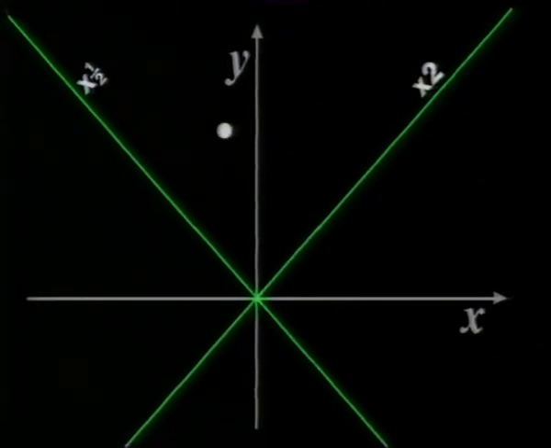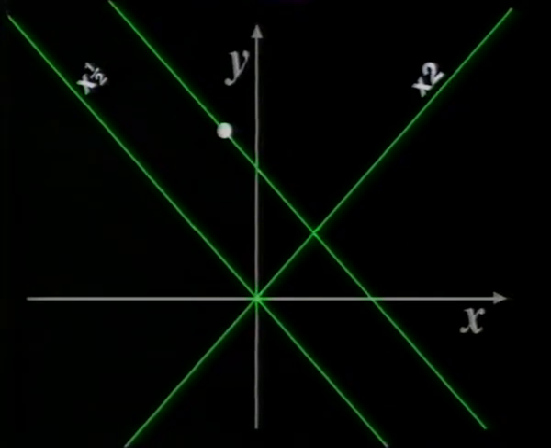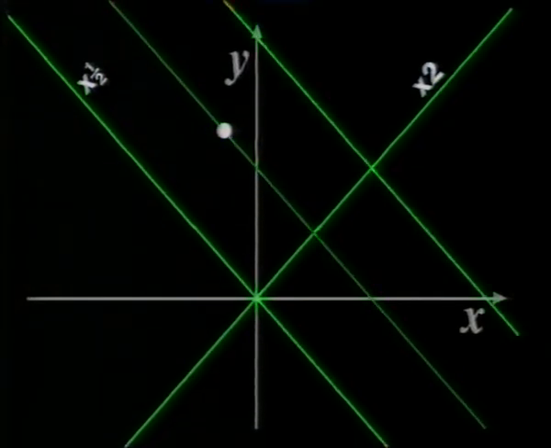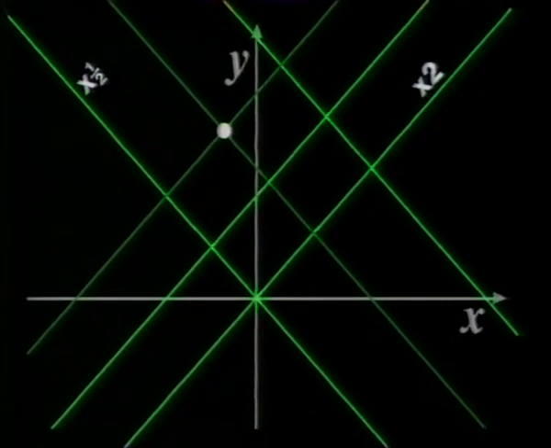Well, in order to find out, we'll put a line through the point parallel to one of the eigenlines. We know what its image is. Then we take a line through the point parallel to the other eigenline. Here's its image. So the image of the original point must be the point of intersection of the two image lines.